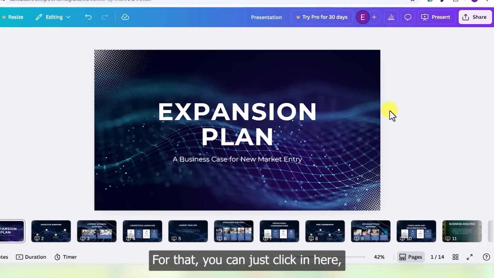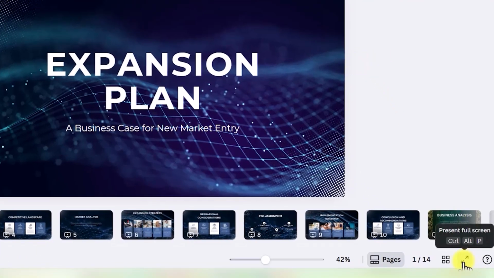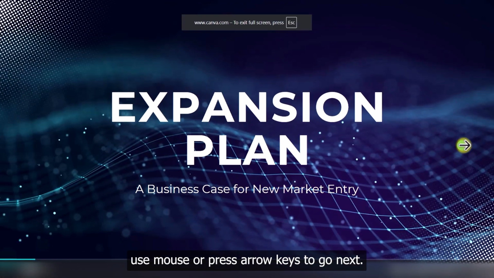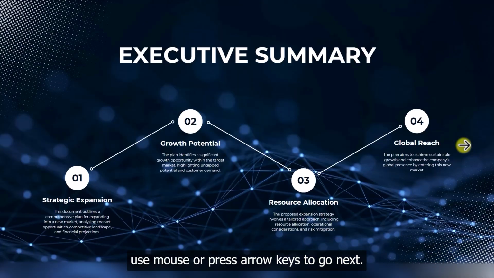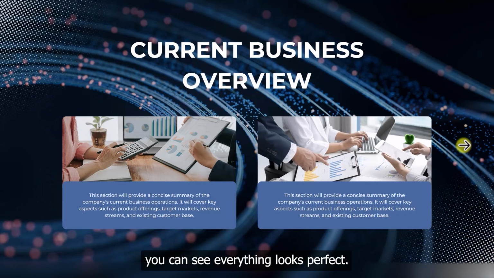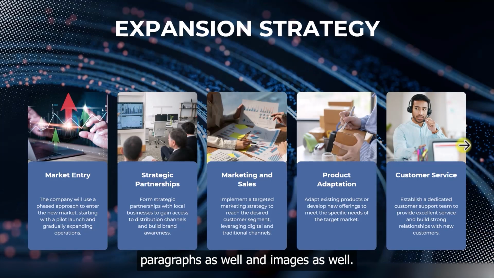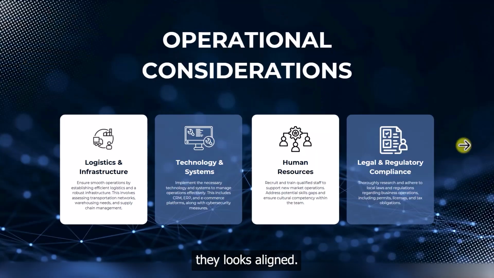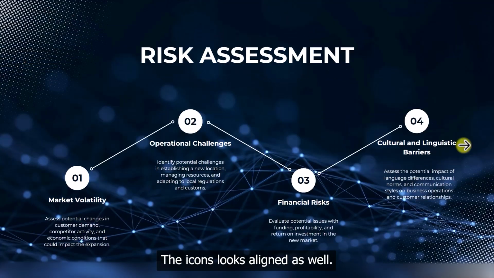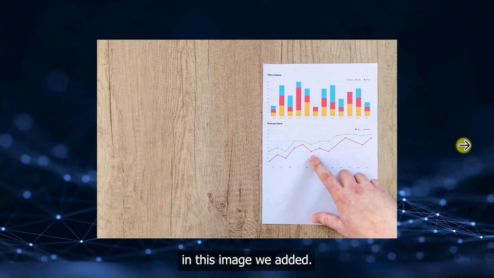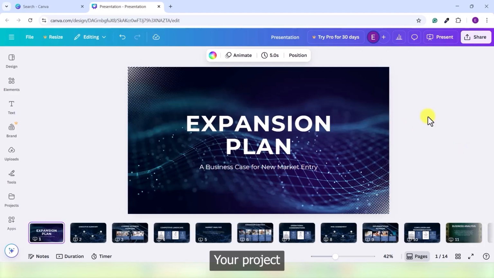elements or layers. For that, you can just click in here, present full screen, and here you can see, you can just use the mouse or press arrow keys to go next. So here you can see everything looks perfect, the icons, headings, paragraphs, and the images as well. They look aligned, the icons look aligned as well, and this is the slide we made, and this is the image we added. So everything looks perfect. You can just press ESC and go back to the design. Your project that you have been working on throughout this course is now ready to be shared with the world.